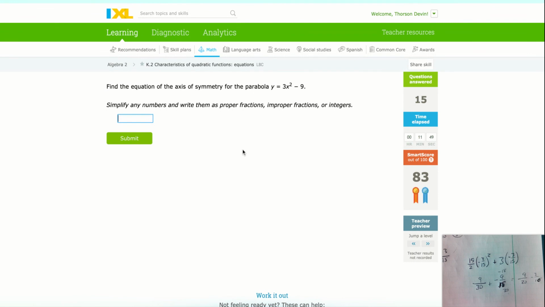Okay, find the equation of the axis of symmetry. Again, I like this one because for the axis of symmetry, there's no b value. The axis of symmetry is 0.